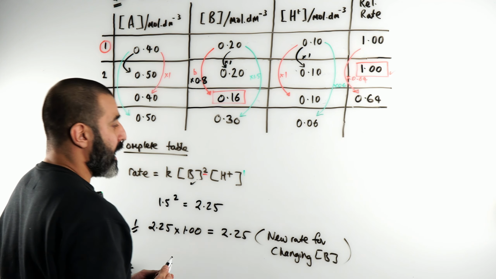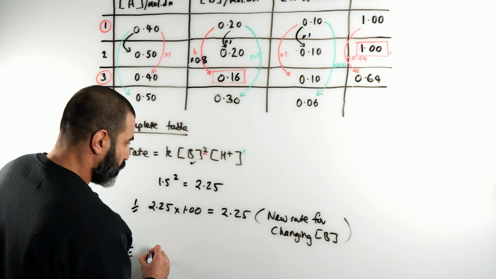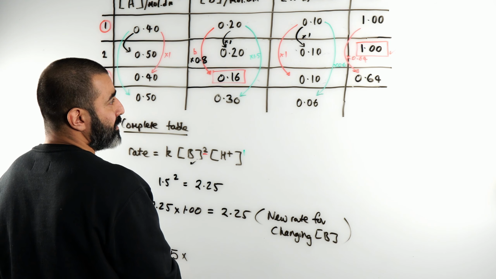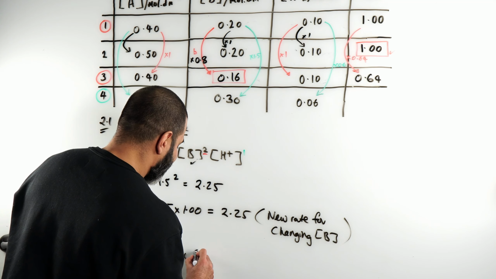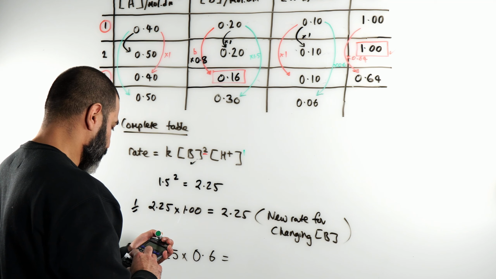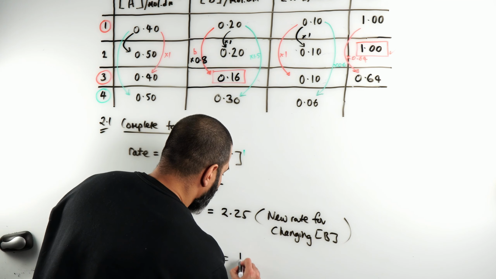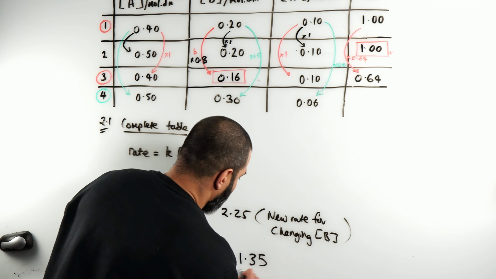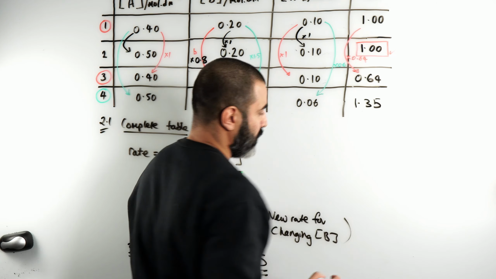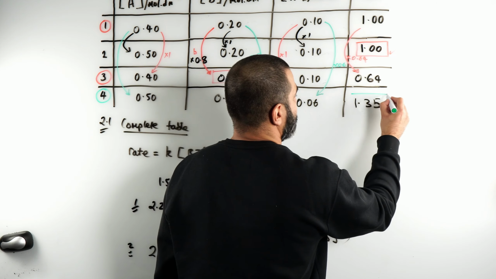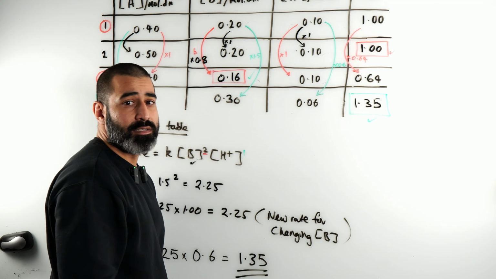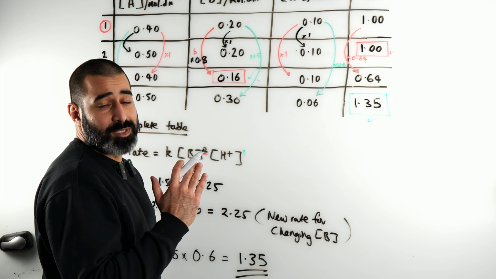So where do we go next? We're at 2.25, but now this rate is going to decrease by a factor of 0.6. So 0.6 times 2.25 gives me a new relative rate of 1.35. And there is your third mark. Shabash. That was a long one.